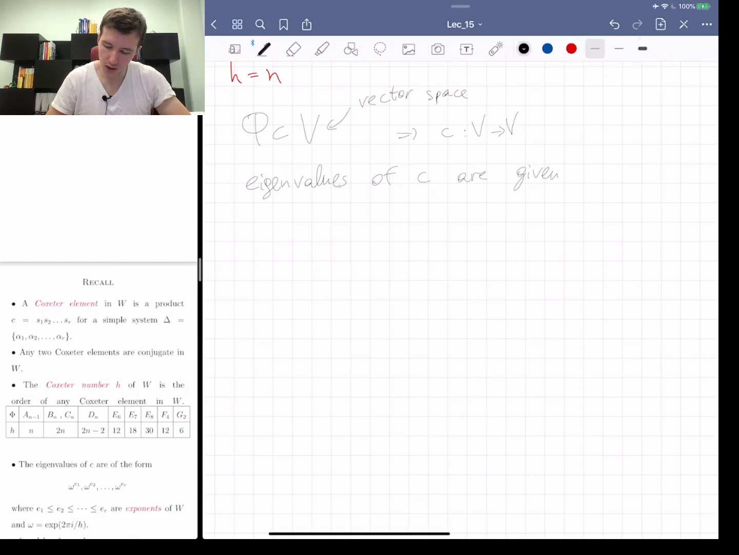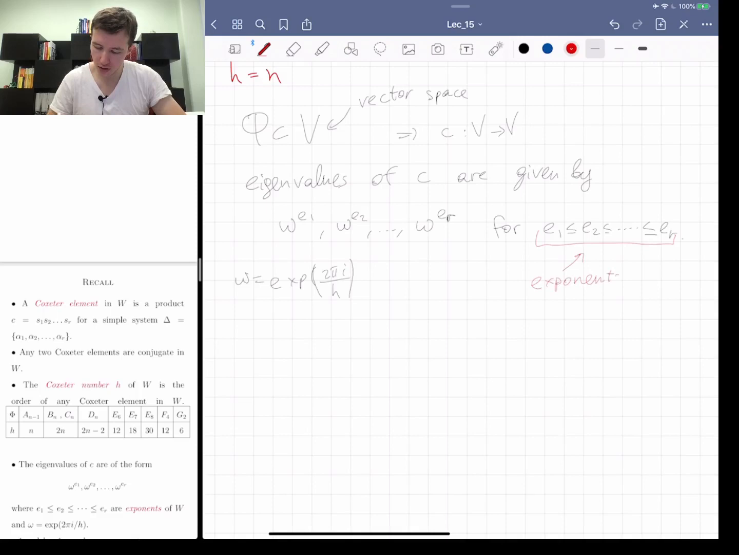So what you do is, omega is a root of unity of order h, e to the 2 pi i divided by h, and then the eigenvalues are given by omega^e_1, omega^e_2, etc., up to omega^e_r. Here r is the number of nodes in the Dynkin diagram, it's also the dimension of the space, because the simple roots form a basis. The Coxeter element is diagonalizable, and the eigenvalues are given by omega to these powers, and we can order these powers weakly increasing: e_1 less than or equal to e_2 less than or equal to, etc., less than or equal to e_r. And these integers e_1 up to e_r are called the exponents of W.